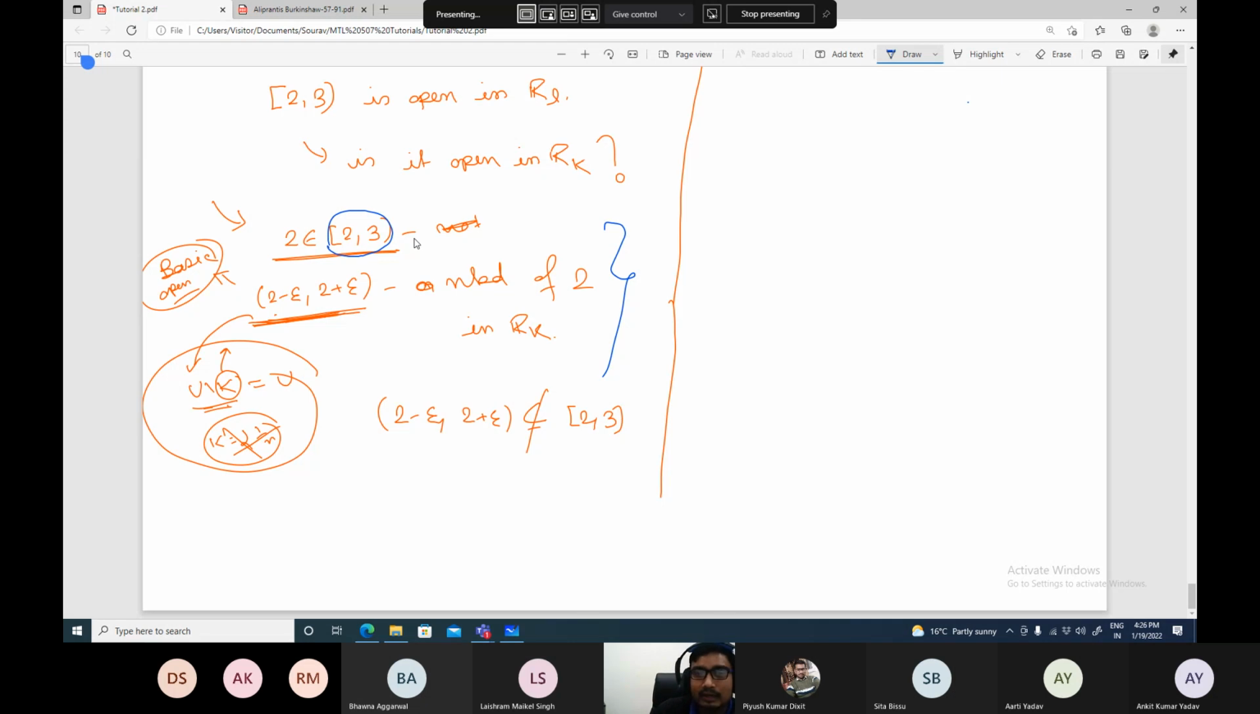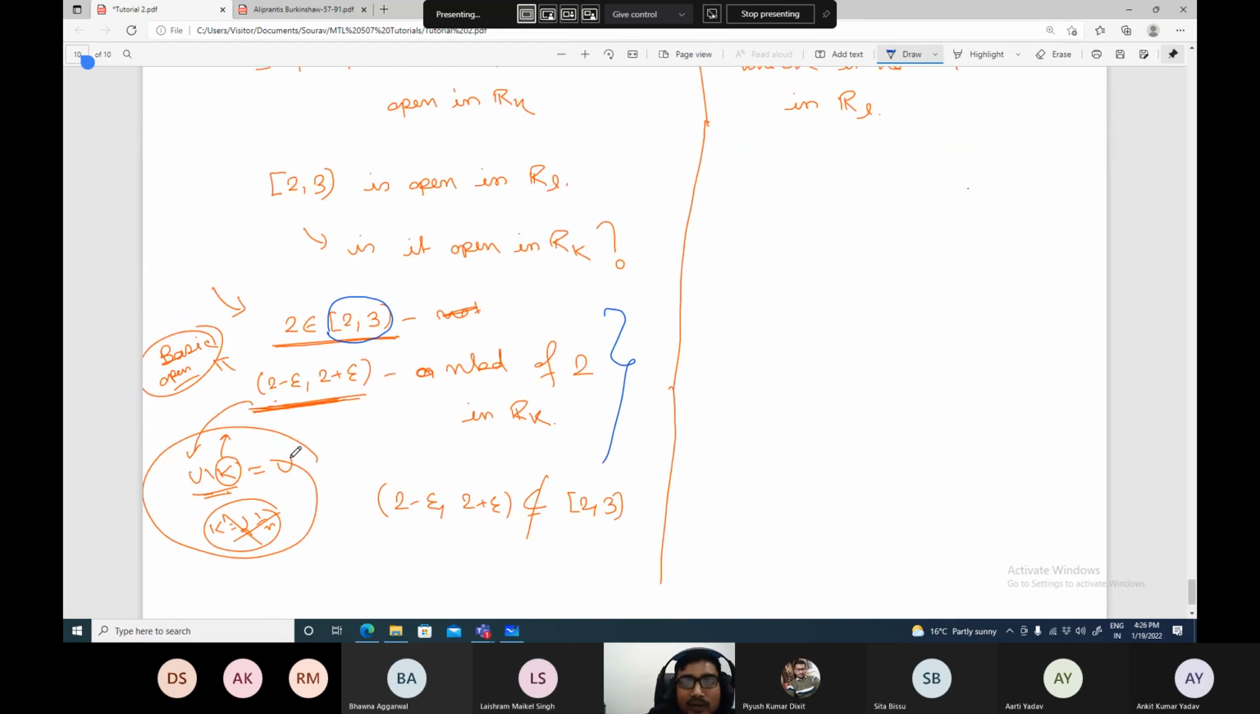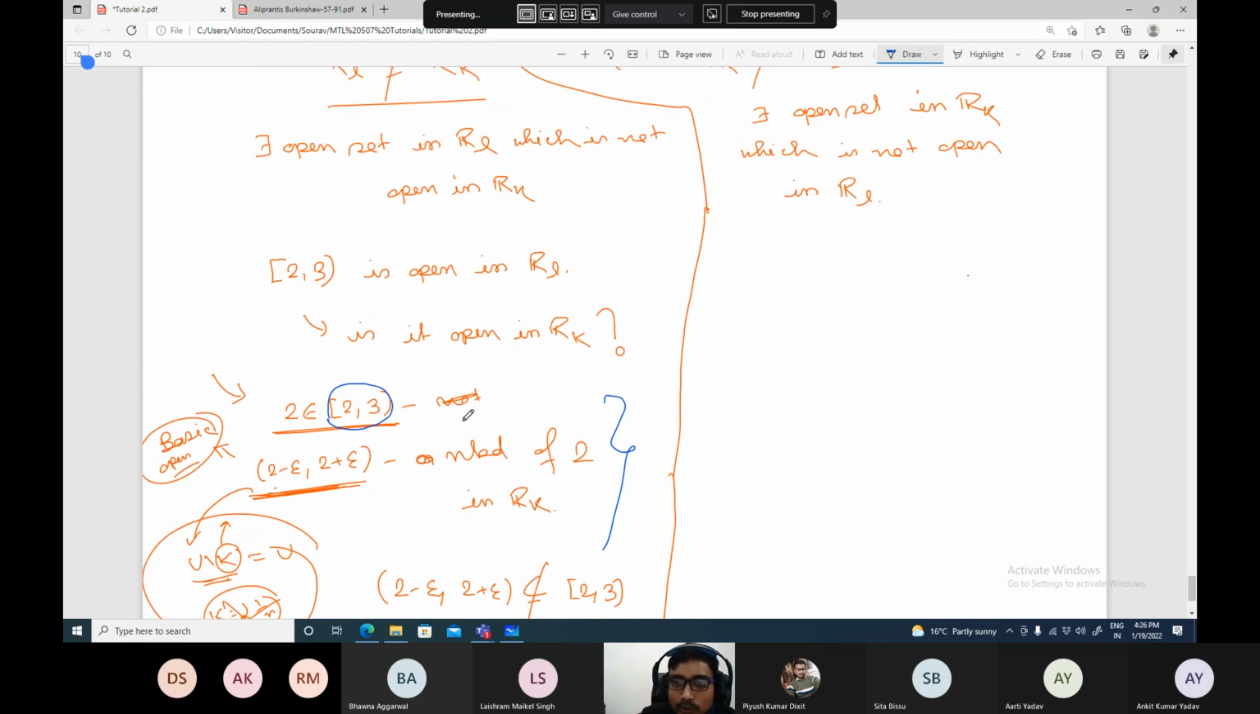Okay, given a rough idea, you will understand once you prove this kind of topological means, once we are able to see the topology on RK. If it is not clear, please tell me in the next tutorial session. I will explain it once again.